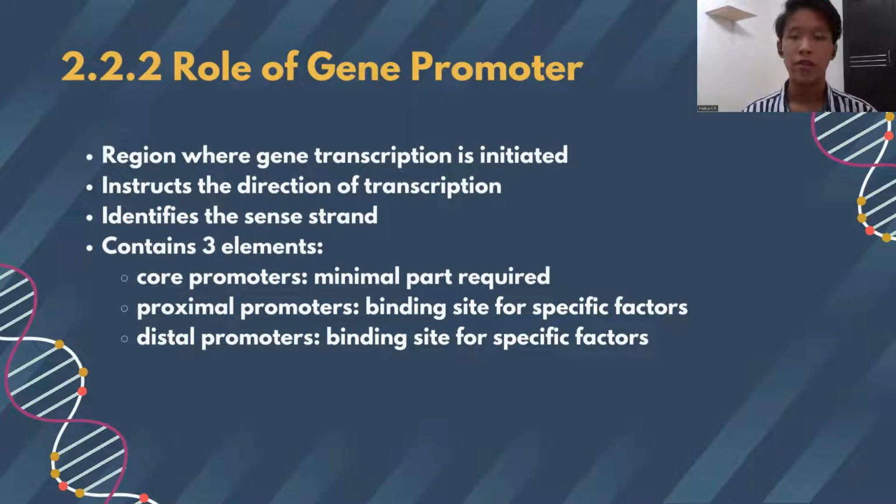Gene promoters play a very important role in transcription, as it is the region where gene transcription is achieved. Without it, the process itself won't start. It instructs the direction of transcription, how to read the DNA strand, and also identifies which strand is to be read. It contains 3 elements, which are core, proximal and distal promoters. Each plays a different role.